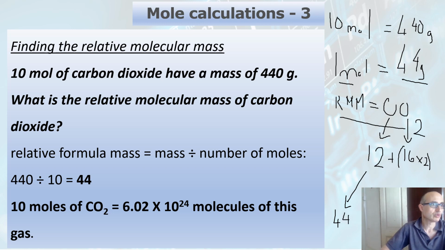Okay, also note what I've done at the bottom over here to help you out with really understanding all about moles. Since 1 mole of CO2 is 6.02 times 10 to the 23 molecules of the gas, if I have 10 moles of CO2, then I would have 6.02 times 10 to the 24. Notice that the increase in the digit from 23 to 24 represents a 10-fold increase in the number of moles. Okay, that's it. That's the second lesson.